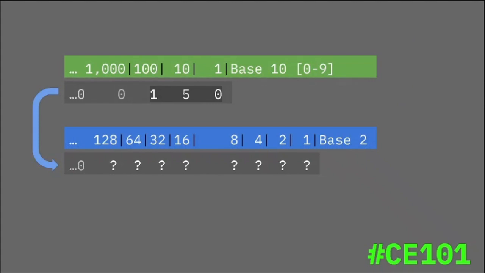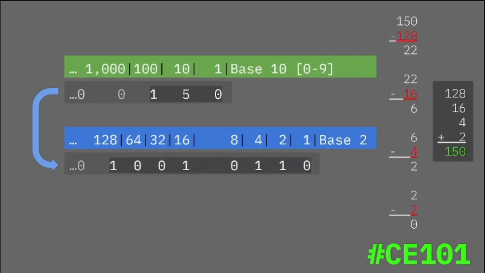Now it's your turn. Given the number 150, pause the video here and see if you can turn 150 into binary. If you said 150 equals 10010110, you got it.